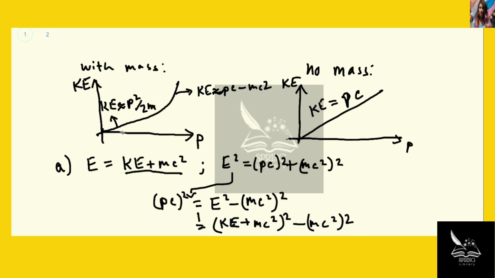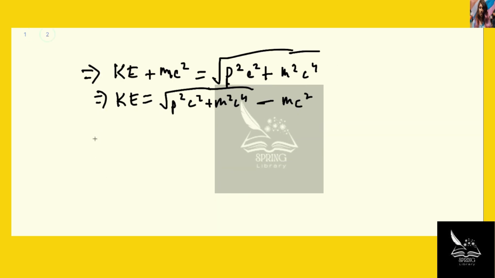Now, there are two regimes here, the low momentum and the high momentum regime. This p²/2m is for the classical regime, and this KE ≈ pc − mc² is for the ultra-relativistic, or very fast motions, or high momentum regime. So let's actually work that out to get a better understanding of what this plot is telling us.